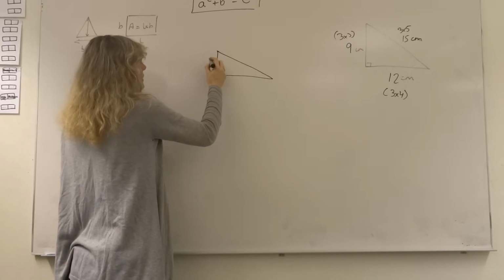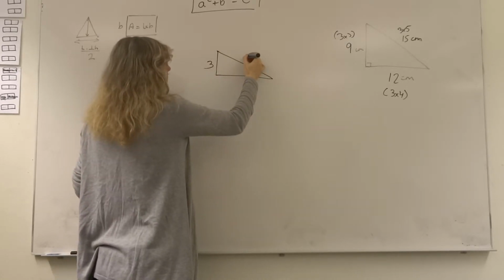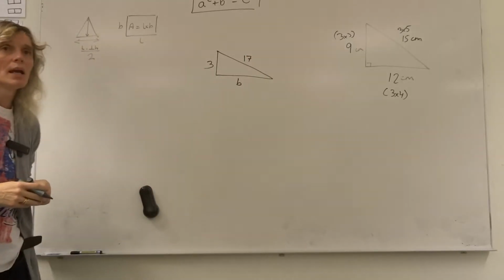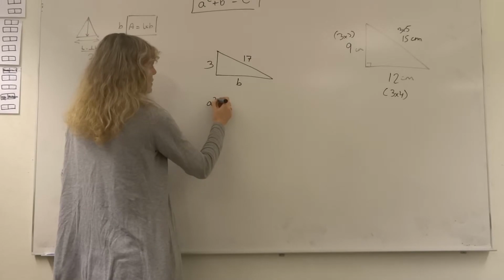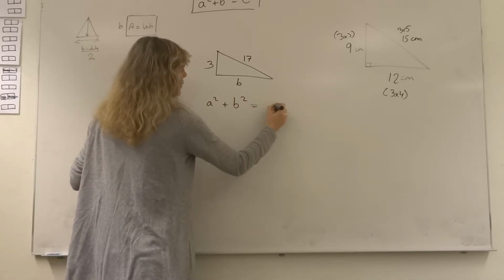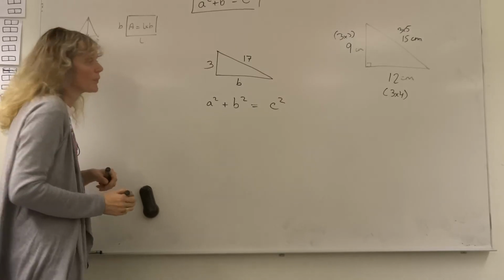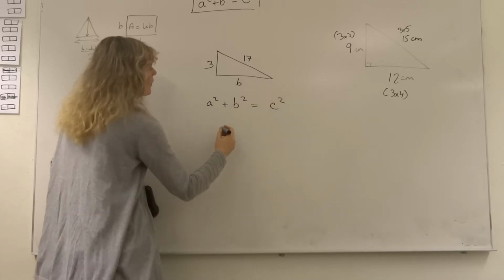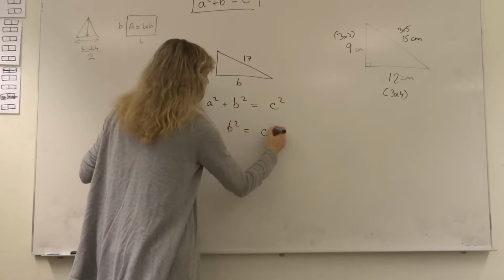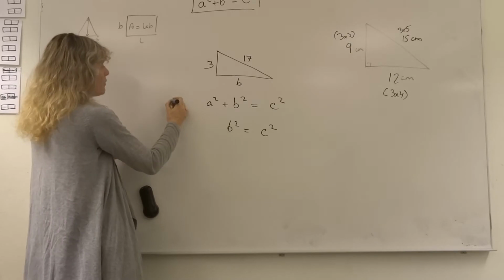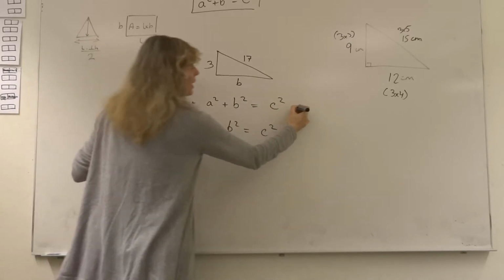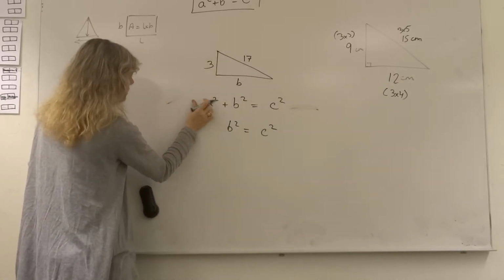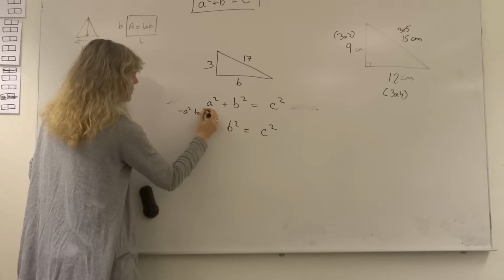Let's say that this is 3 and this is 17. What would B be? We know that A squared plus B squared equals C squared. So if we would like to work out B, we move the A to the other side. B squared would equal C squared. We move the A to the other side by subtracting A squared from both sides. Whoops, let's put it here instead.